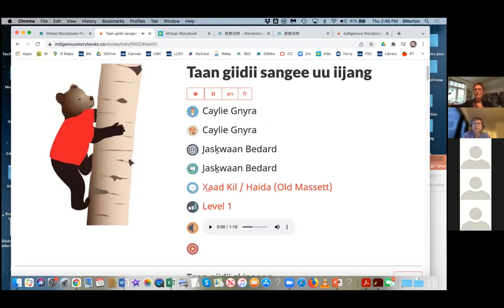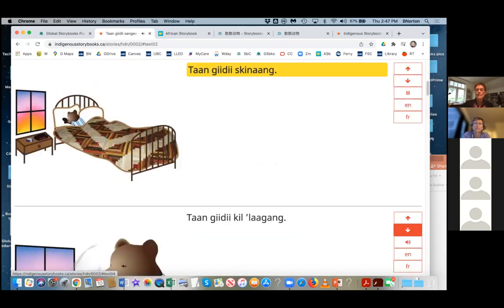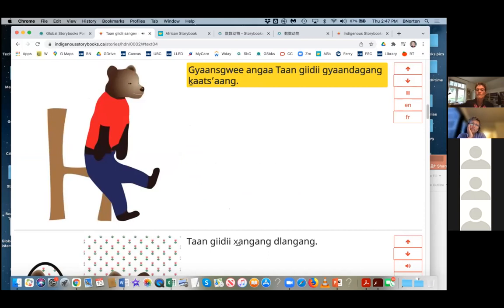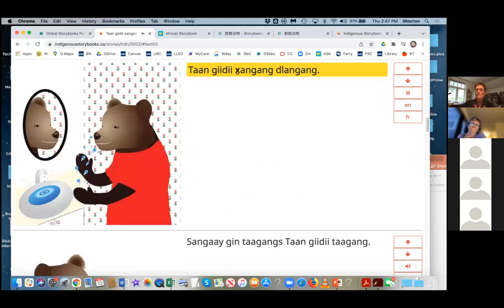Tan gidi sange uijang. Tan gidi skinang. Tan gidi kil lagang. Gyang sui anga tan gidi gyandagang katsang. Tan gidi hangang glat.